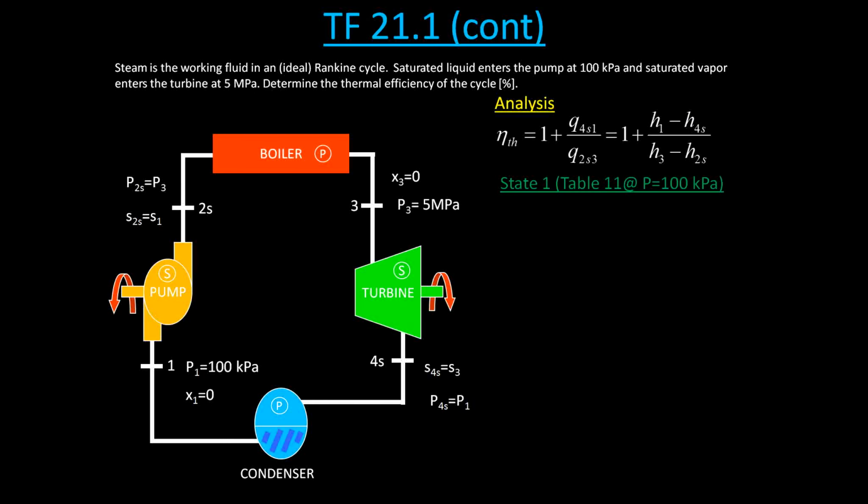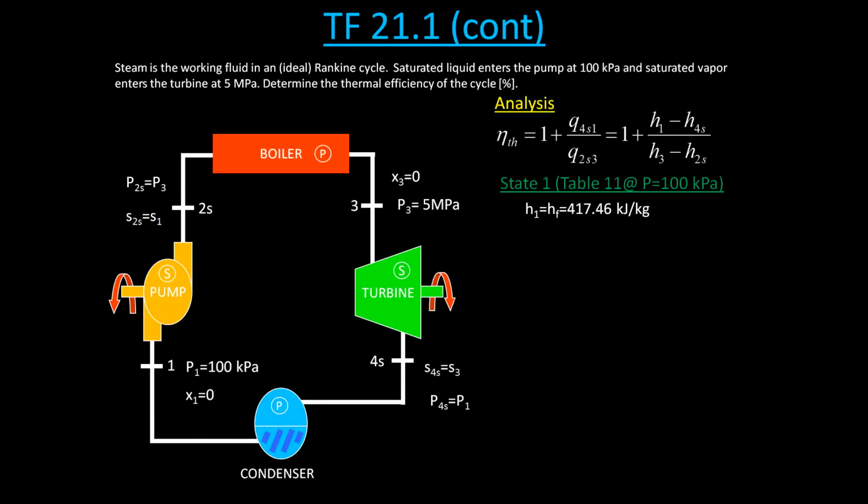For state 1, we're going to use table 11. In table 11, we're going to go down and look at the row that has pressure at 100 kilopascals. And since we know that the quality is 0, that means that all of our values are going to be at the saturated liquid line. So our enthalpy at state 1 is equal to the enthalpy at saturated liquid at 100 kilopascals, which is 417.46 kilojoules per kilogram.